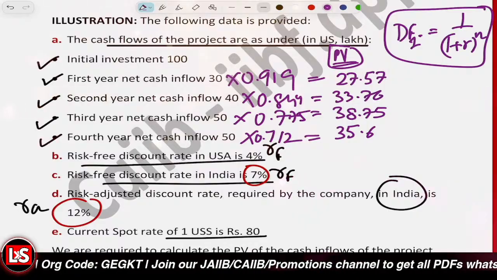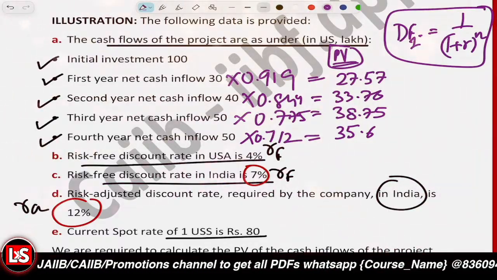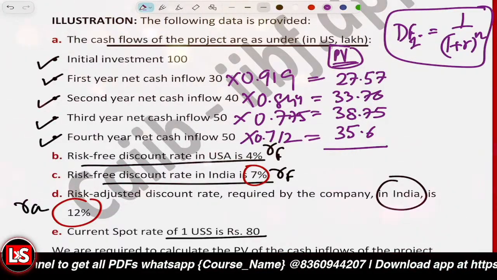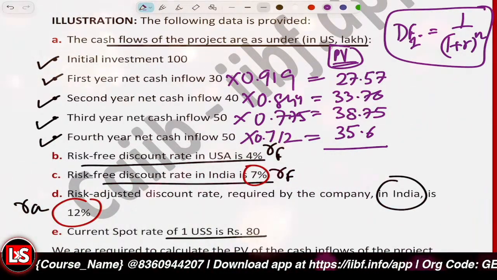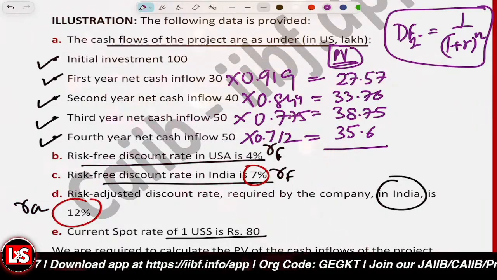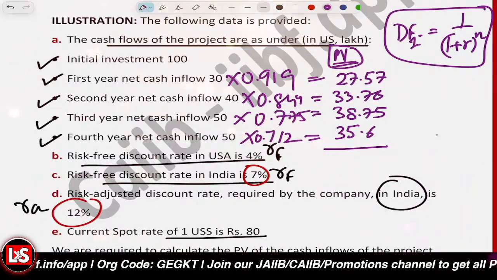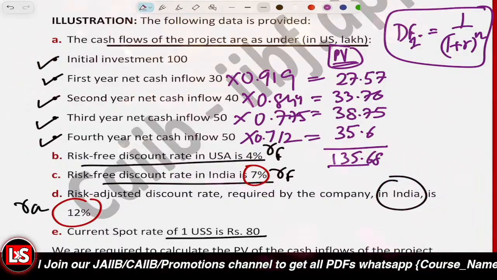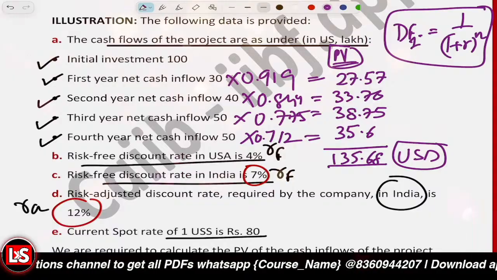So these are the values that we have now. We will add them all up and we'll get the total present value in US dollar. So 27.57 plus 33.76 plus 38.75 plus 35.6. That comes out to be 135.68. This is the value in USD that you're getting, the present value in USD.